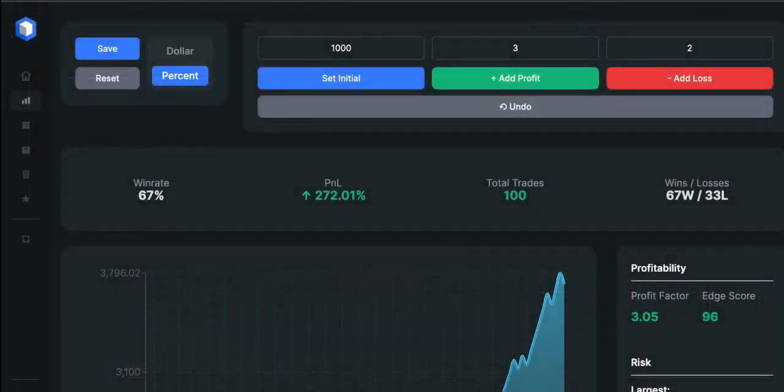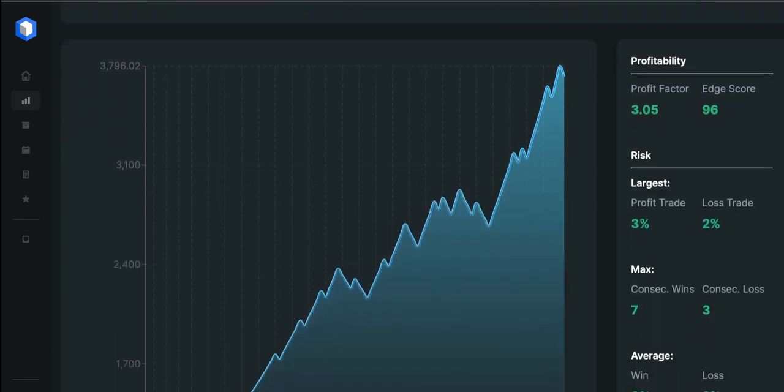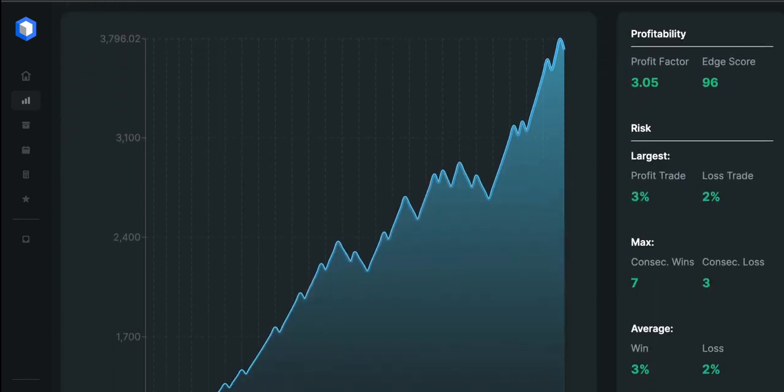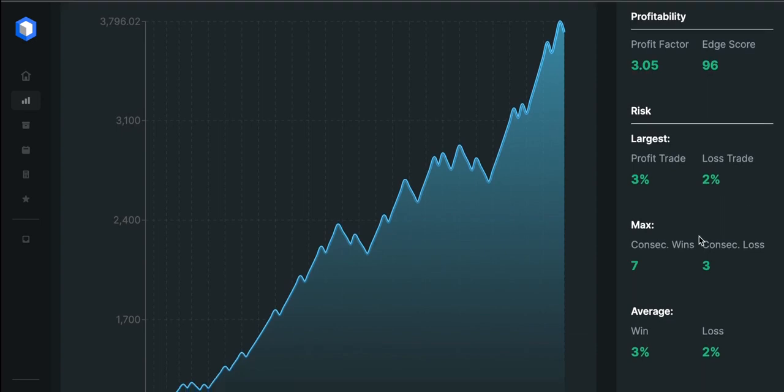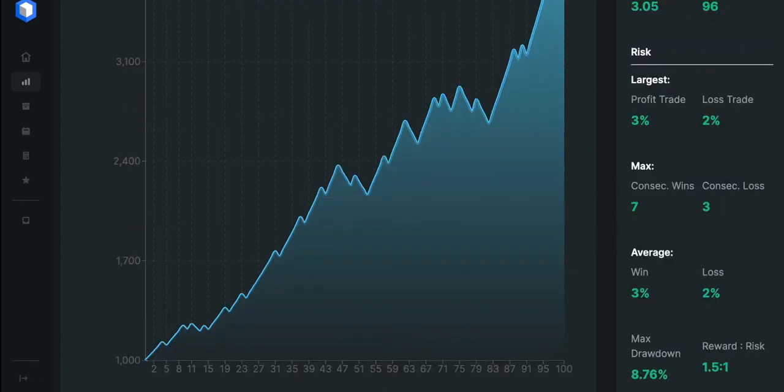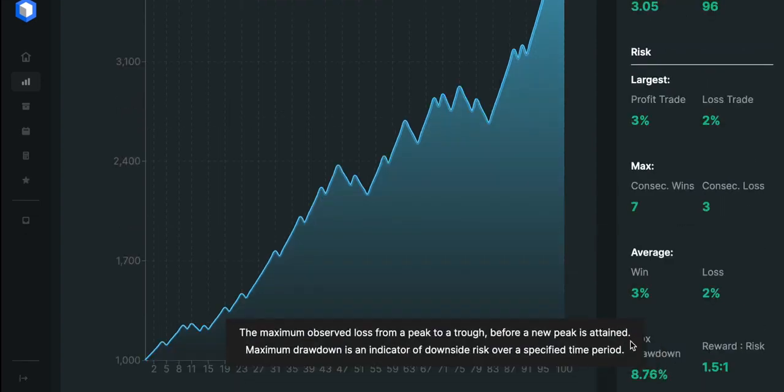So the backtesting is finished, and as we can see, the results are pretty good. The win rate for the strategy is 67% and we increased our account size by 272.01%. The profit factor is 3.05 and we had 7 consecutive wins against 3 consecutive losses. And the maximum drawdown we had was 8.76%.